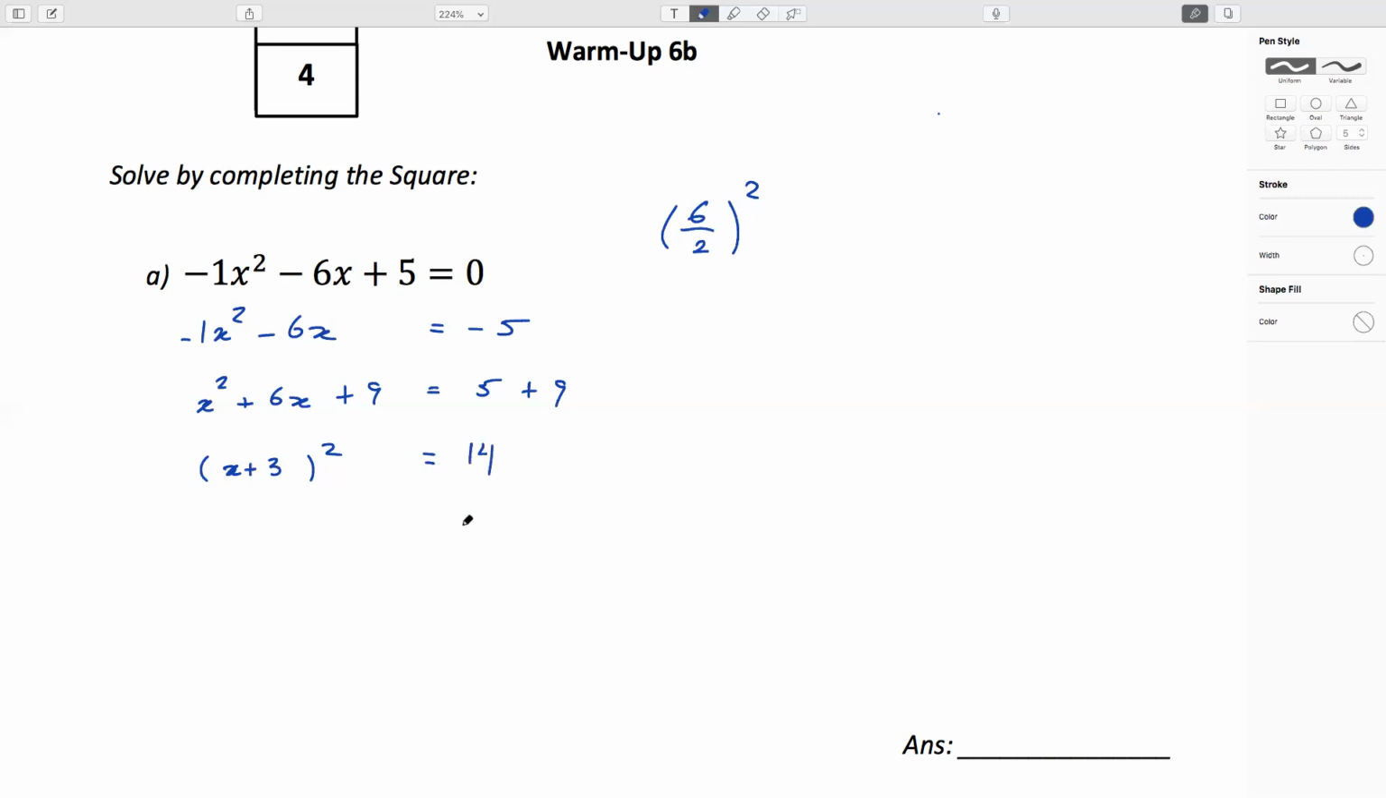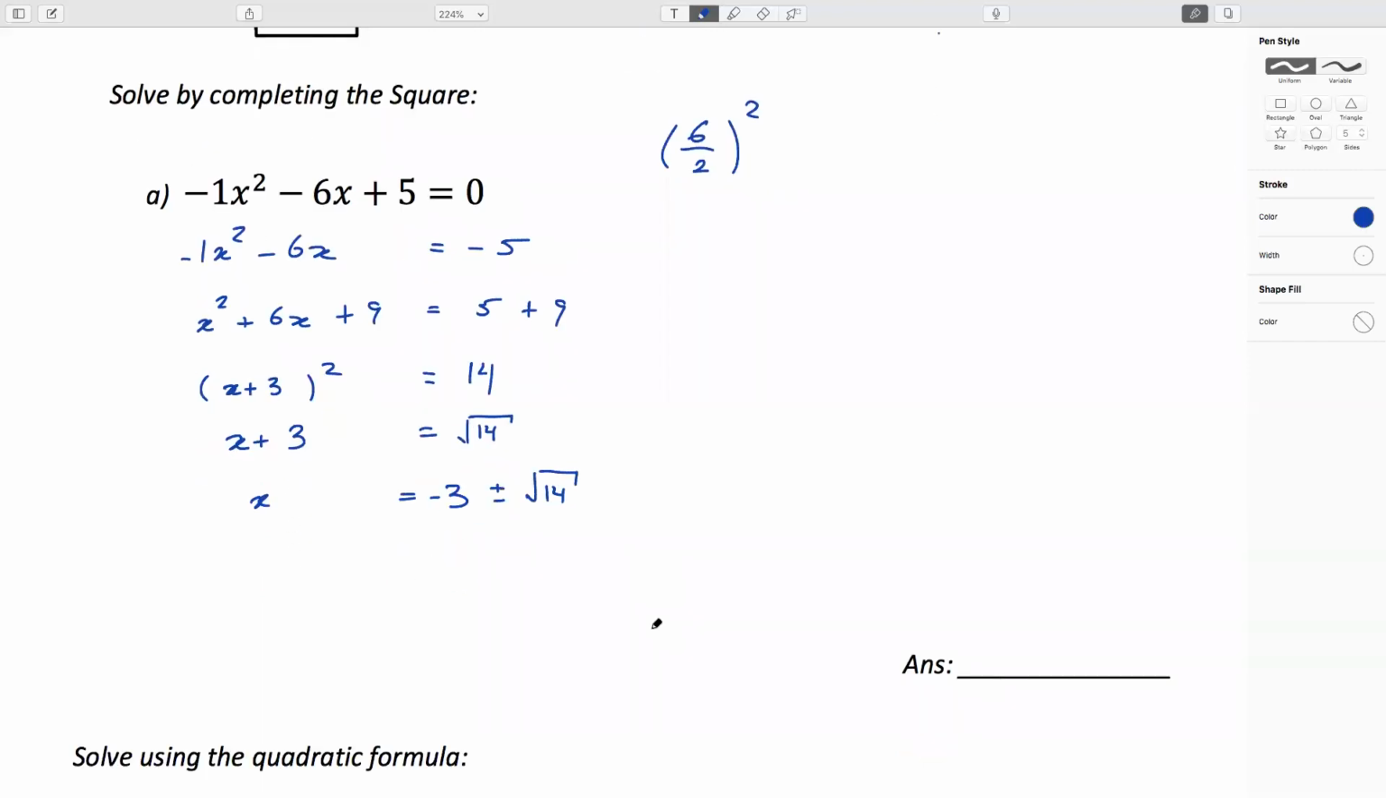So now we can go ahead and take the square root of both sides. x plus 3 equals the square root of 14. We could try and pull out any perfect squares, although there's no way to pull out a 4 here, and there's no way to pull out a 9, so we can't. And then lastly, we're going to take our 3 and move it to the other side. x equals negative 3 plus or minus root 14. We move the 3 by subtracting it.